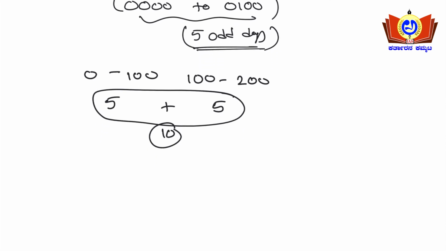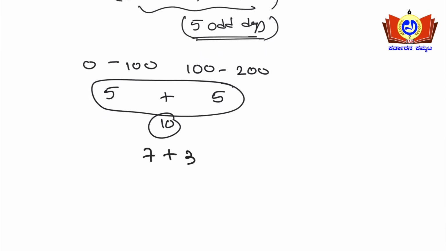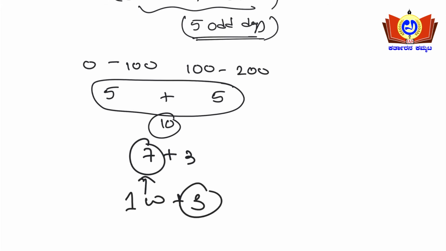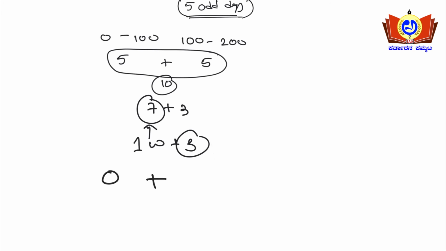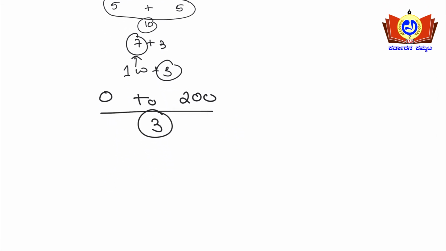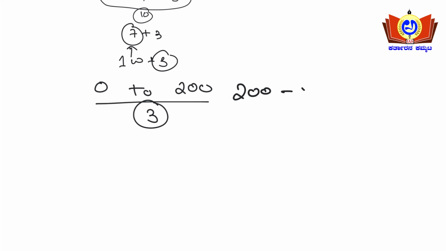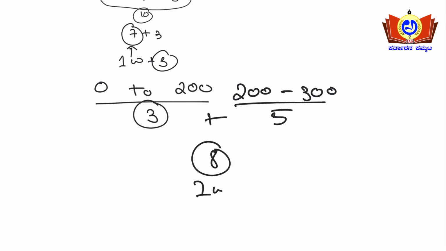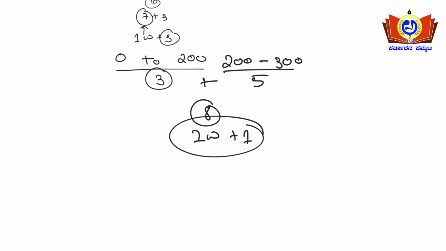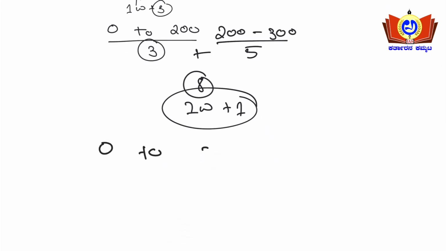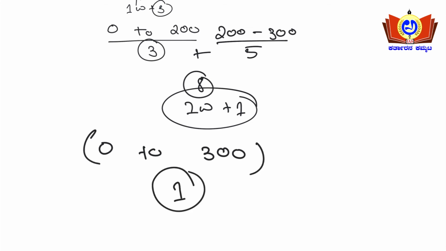So this 10 can be written as 7 plus 3, because 7 means 1 week, 1 week plus 3 odd days. Yes or no? So 0 to 200 years, how many odd days will be there? 3 odd days will be there. Similarly, from 200 to 300, 5 odd days will be there. So 5 plus 3, 8. So it's nothing but 1 week plus 1 extra day. So 0 to 300 years, how many odd days will be there? 1 odd day will be there.